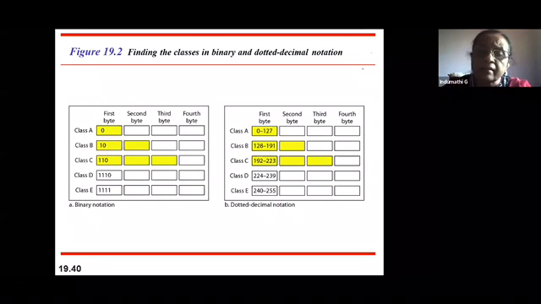Class A is given for very large organizations, because it has a large number of addresses. The first portion, the first byte, indicates the net ID.